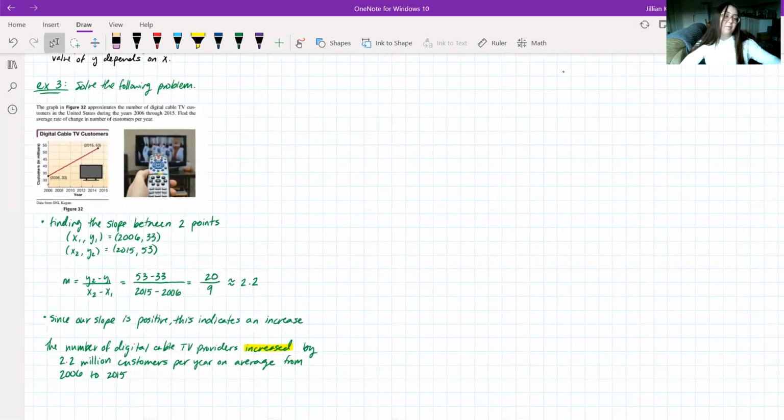So when finding average rates of change, we just solve for our slope the same way as we would. We just call it something a little different, and we try and translate it in a better way for the context of our problem.